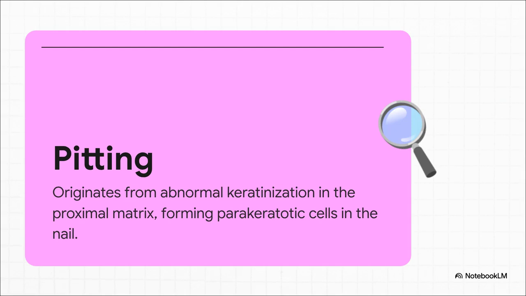So what's actually happening? This definition connects the sign directly back to a specific malfunction. You get these little foci of parakeratosis in the proximal matrix, and they get built right into that top dorsal layer of the nail plate. As the nail grows out, those defective cells shed, and they leave the pits behind. The anatomical origin is just that precise.